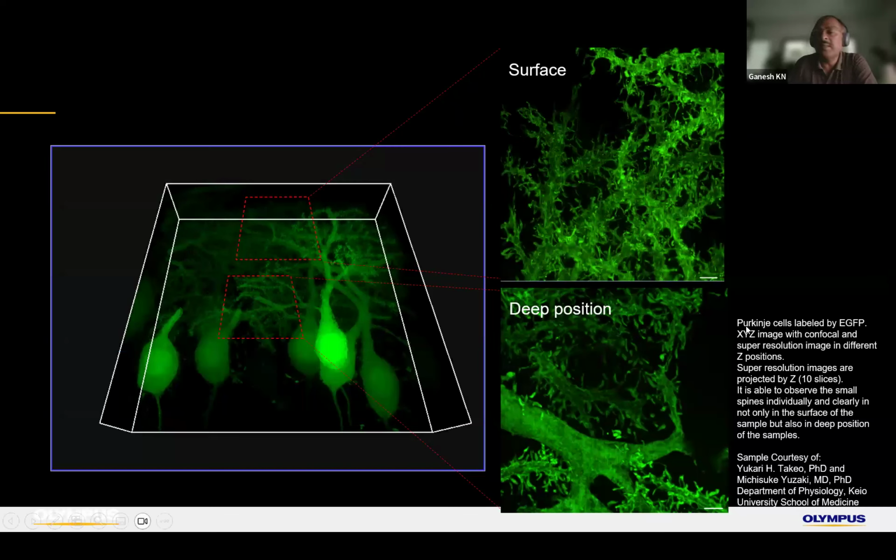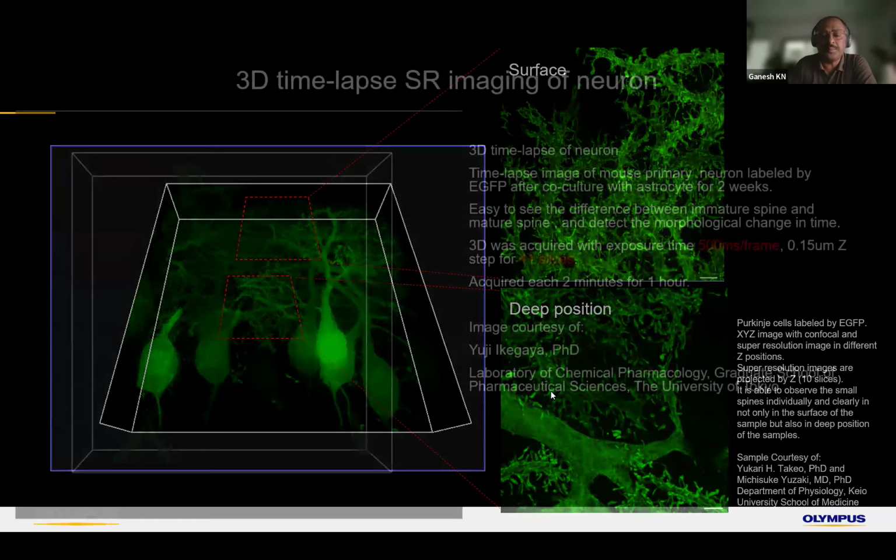If you see this one, this is a Purkinje cell labeled with GFP. The upper surface is brighter, crisper, and as you go deeper, it comes with a built-in correction collar. The automated correction collar will help you to adjust the correction, and you should still be able to get a sharper image even at the deepest position.